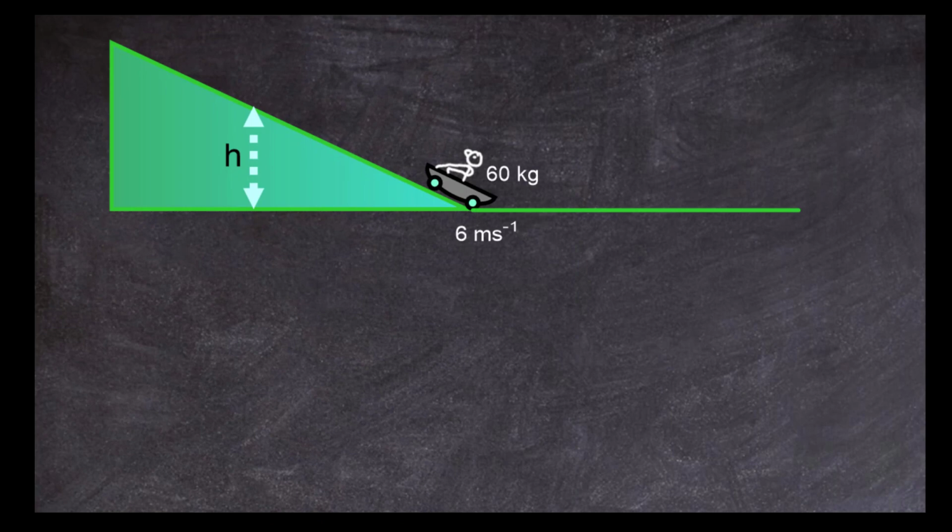A small buggy and a person, total mass 60 kilograms, is at the bottom of a hill and travelling with a speed of 6 metres per second. Our job is to find out how high up the hill the buggy will attain. Now, to do that, we use conservation of energy once again. We know the kinetic energy at the bottom, EK, is a half mv squared, and that will be exactly equal to the gravitational potential energy at the top of its journey, EP equals mgh.